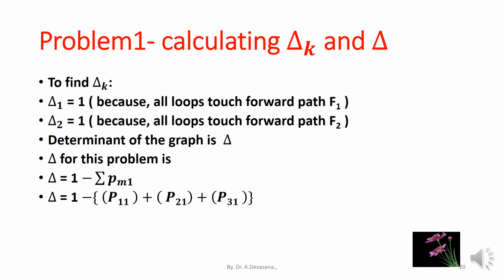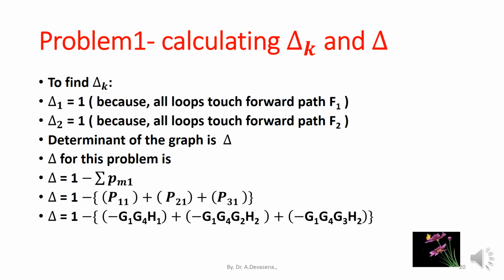The value of delta is equal to 1 minus, open bracket, the sum of individual loop gains. In this problem we have three individual loops. The values of the individual loop gains have to be summed. That is, we have to add P suffix 11 plus P suffix 21 plus P suffix 31. So, the value of delta is equal to 1 minus, open bracket.